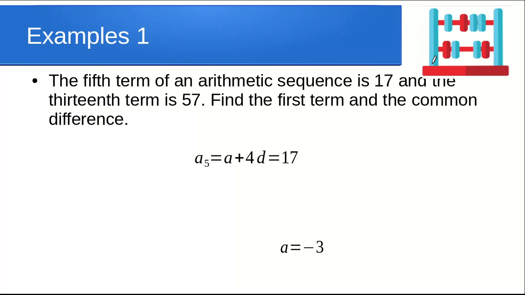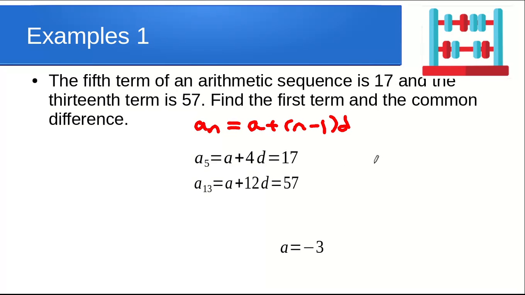So the fifth term, well, if you remember, an equals a plus n minus 1 d, yeah? So a5 is a plus 4d. If you're working out the 10th term, it would be a10, well that's a plus 9d. It's always one less than the term number. So the fifth term, which would be a plus 4d, that's 17.